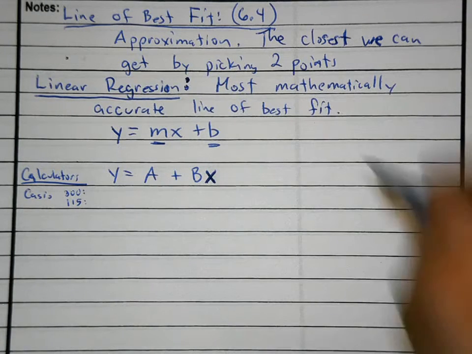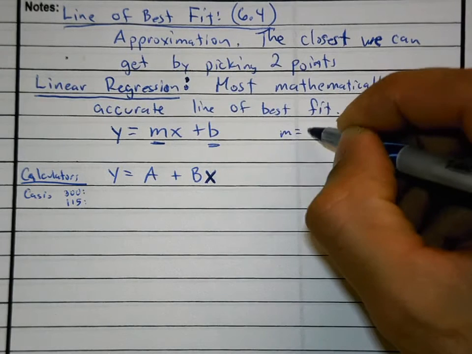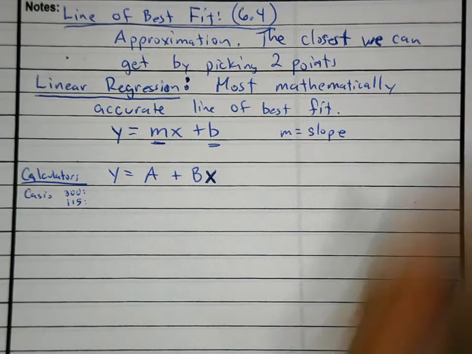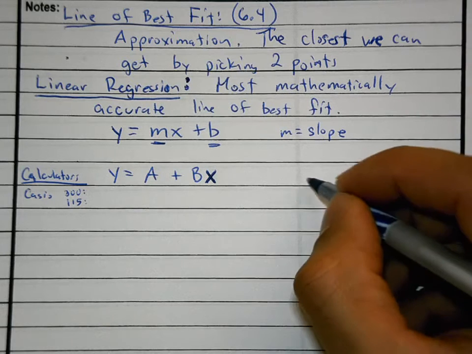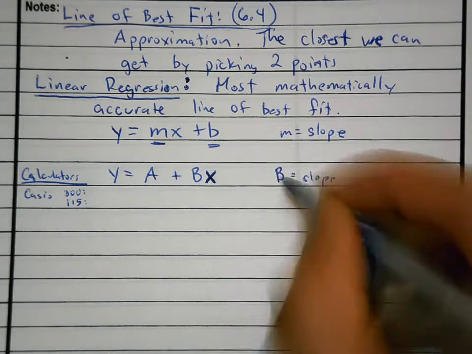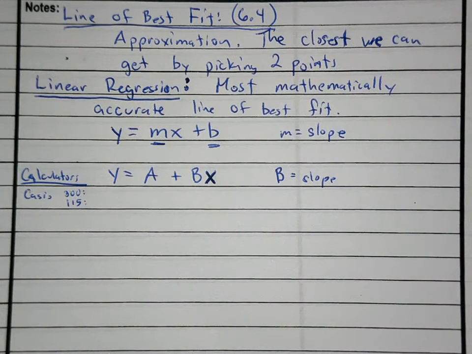What I have to know is, up here, M is the slope because it's in front of your X, right? What's your slope on the calculator when we use the calculator model? What's in front of our X? Big B. So I have to know that big B is the slope.